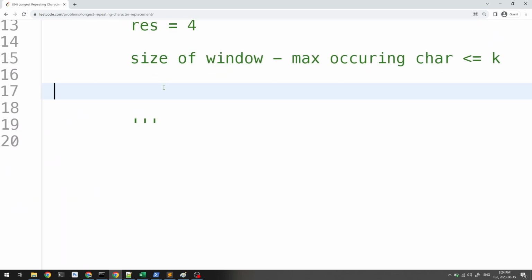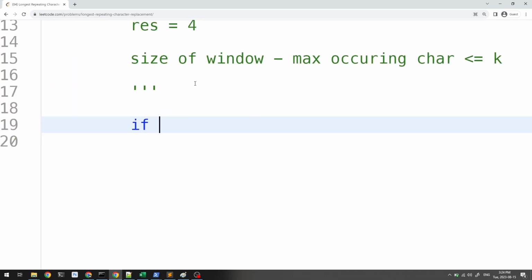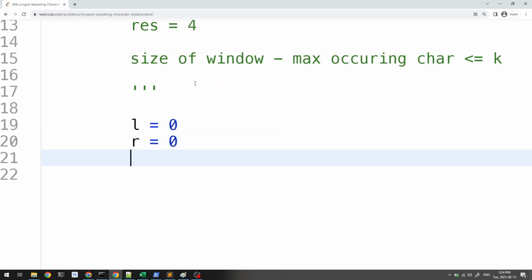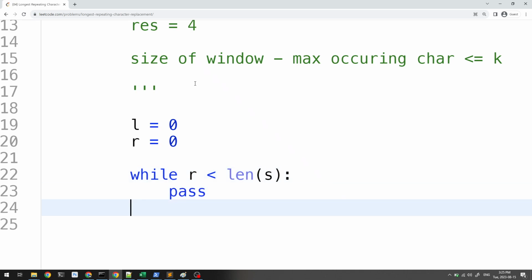And let's take a look at the code to see if we can further make sense of this. But what do I need? So in sliding window, one of the first things I need is my left and right pointer. So left is 0, right is 0. And while right is less than the length of S, then we do our stuff.